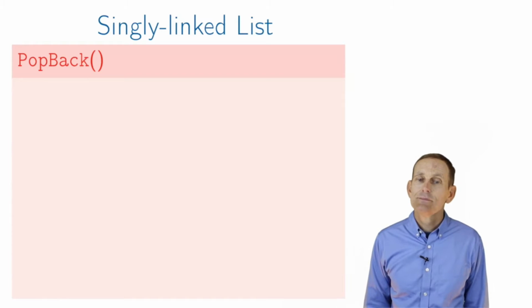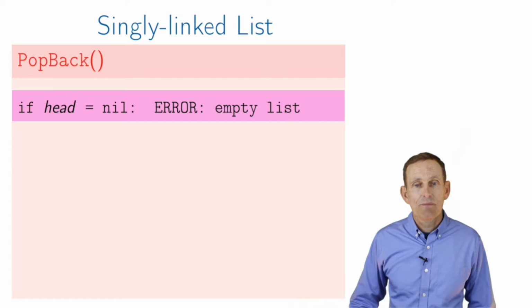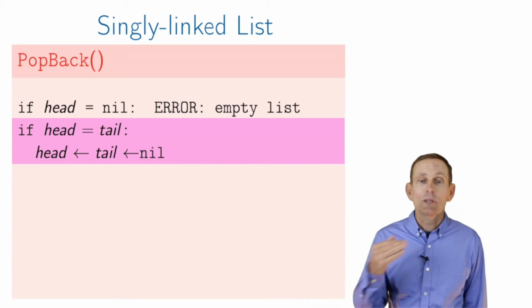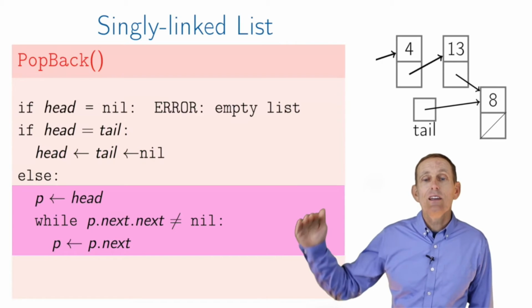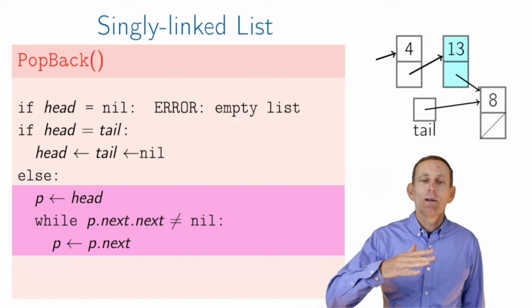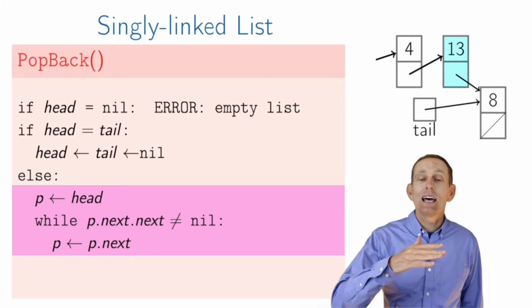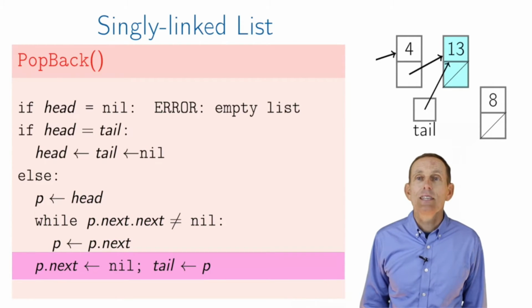Popping the back, more difficult, right? If it's an empty list and we're trying to pop, that's an error. If the head is equal to the tail, that means we have one element, so we need to just update the head and the tail to nil. Otherwise, we've got to start at the head and start working our way down, trying to find the next to last element. When we exit the while loop, P will be the next to last element, and we then update its next pointer to nil and set our tail equal to that element.